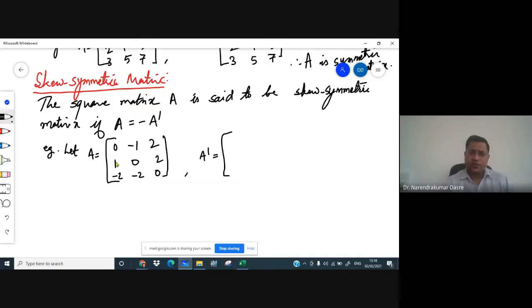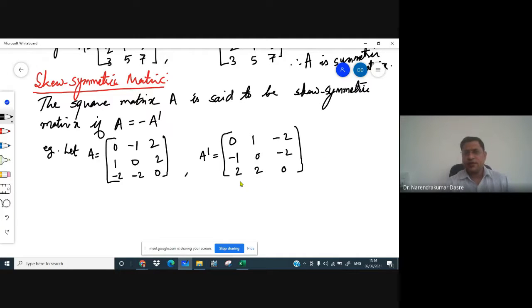So the first column is 0, 1, minus 2. So it will become the first row 0, 1, minus 2. Then we will be having minus 1, 0, minus 2. Then we have 2, 2, 0. So this is A transpose.